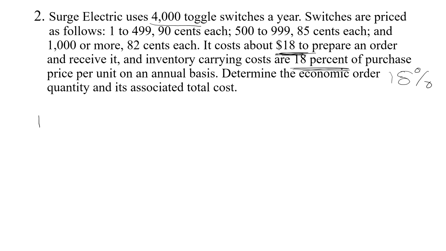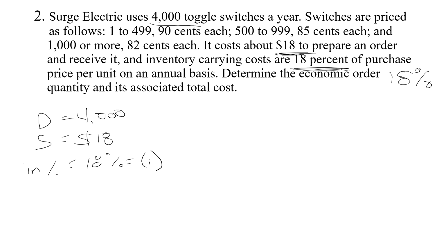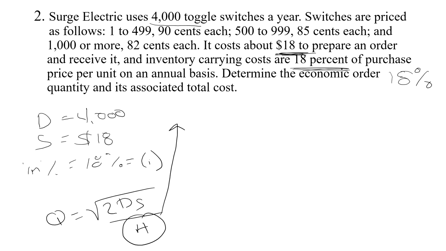So first off, our demand is going to be 4,000 a year. Our order cost, S, is going to be $18. And then our inventory carrying percentage is 18% of the unit price. So we're going to say that's I. Now, we first need to find our economic order quantity. So Q equals the square root of 2DS all over H. However, this is going to be a little different because we don't have H. To find H, we're going to do I times P. We found I, that's going to be 18% times P.